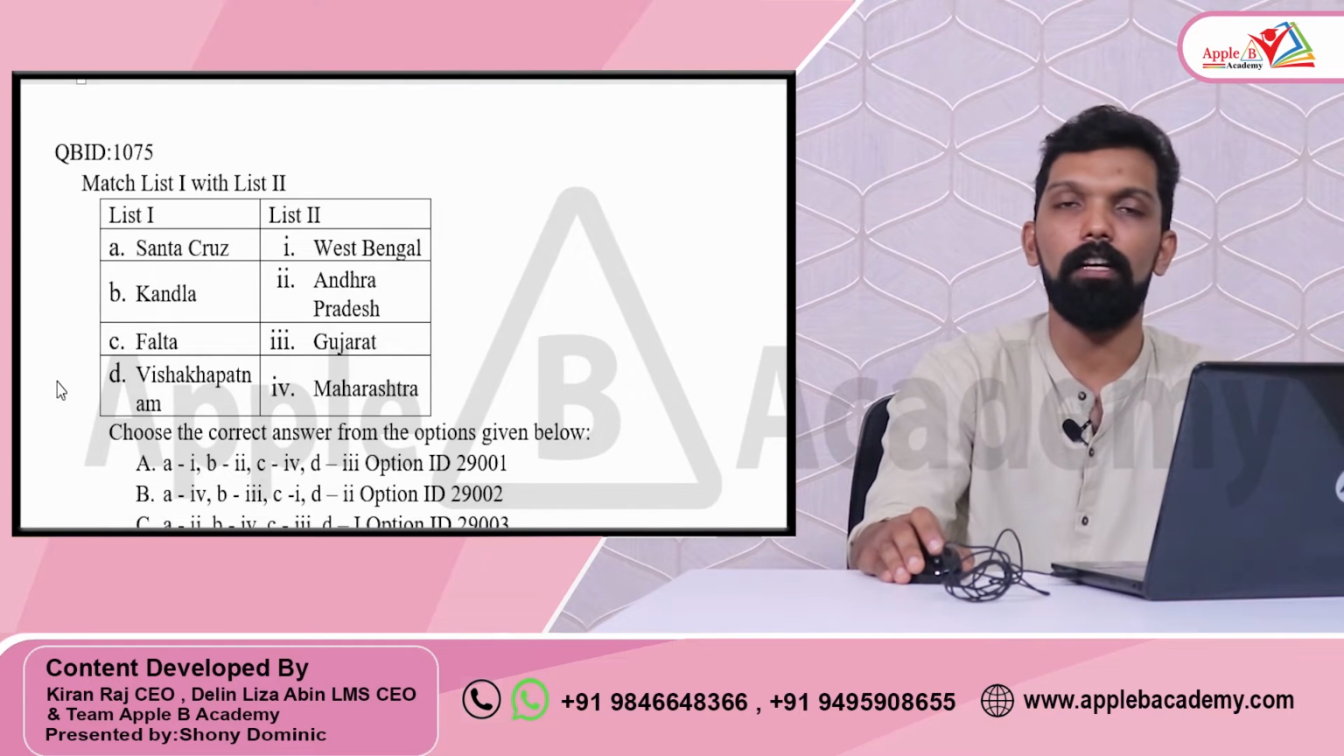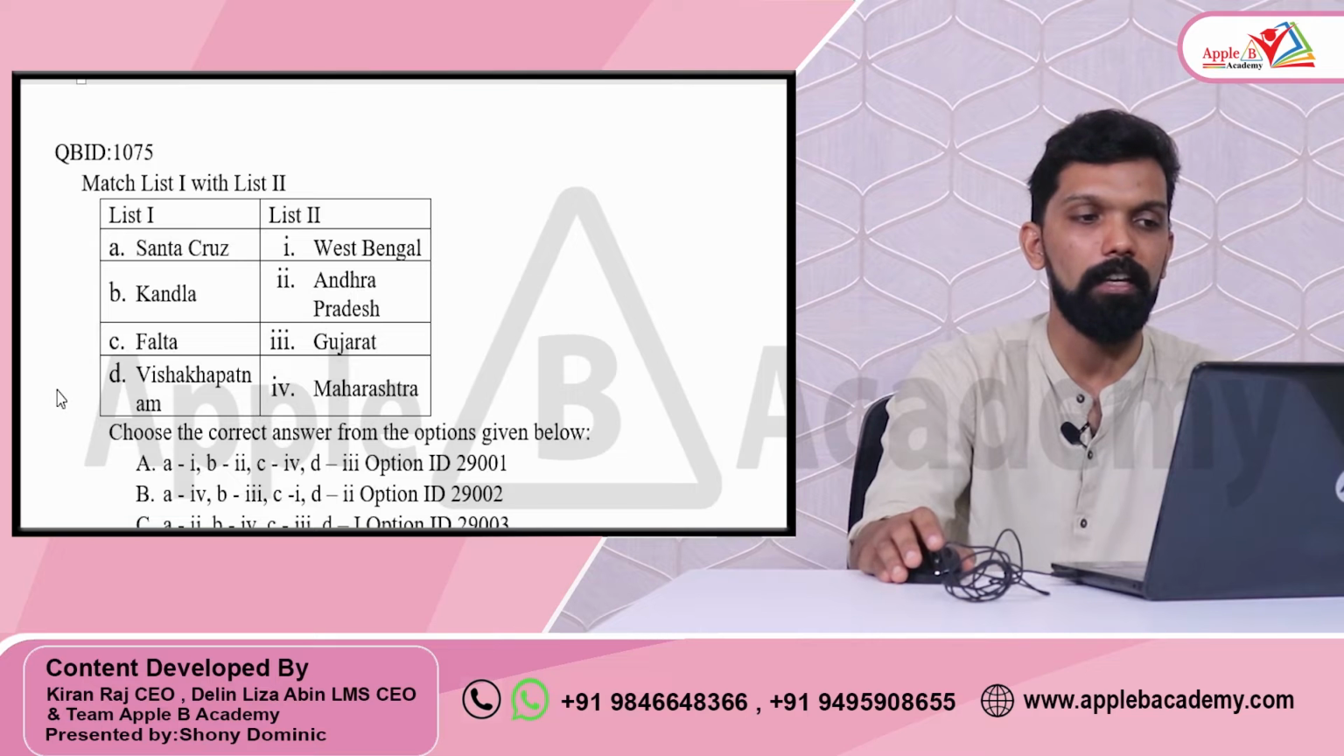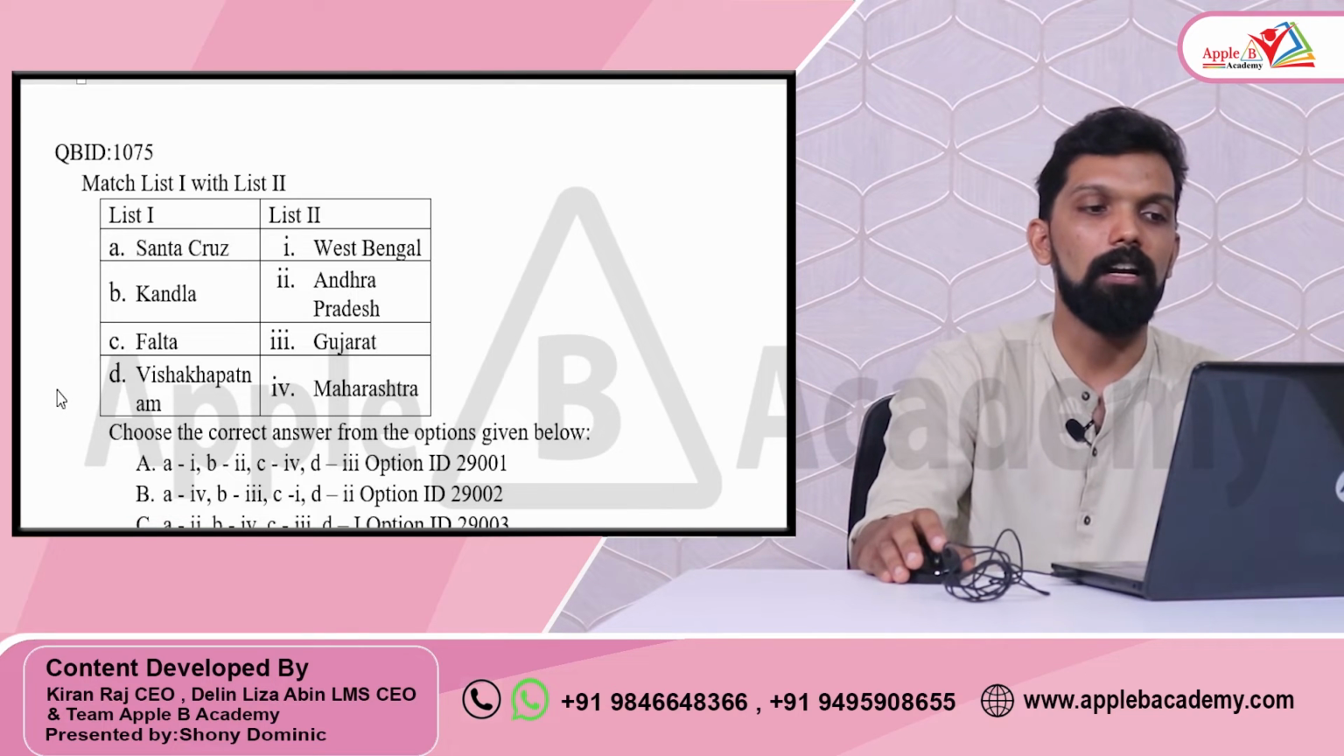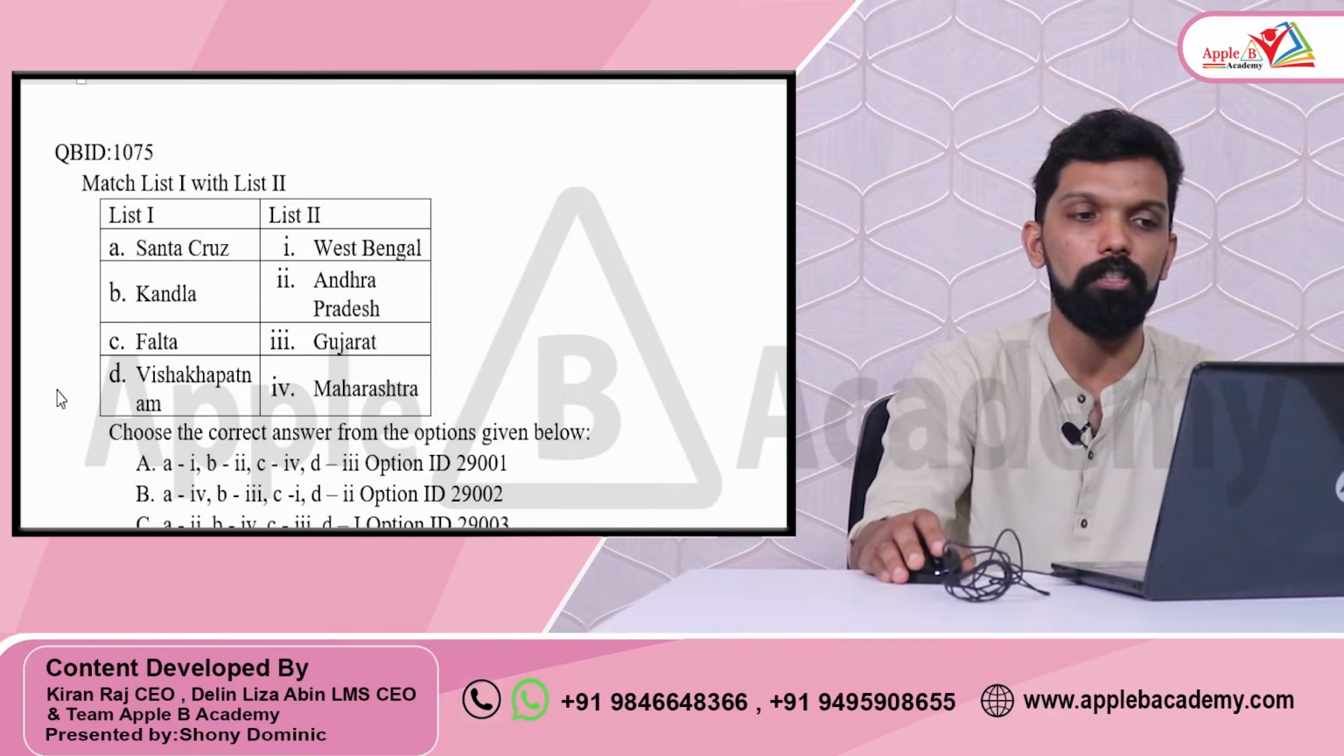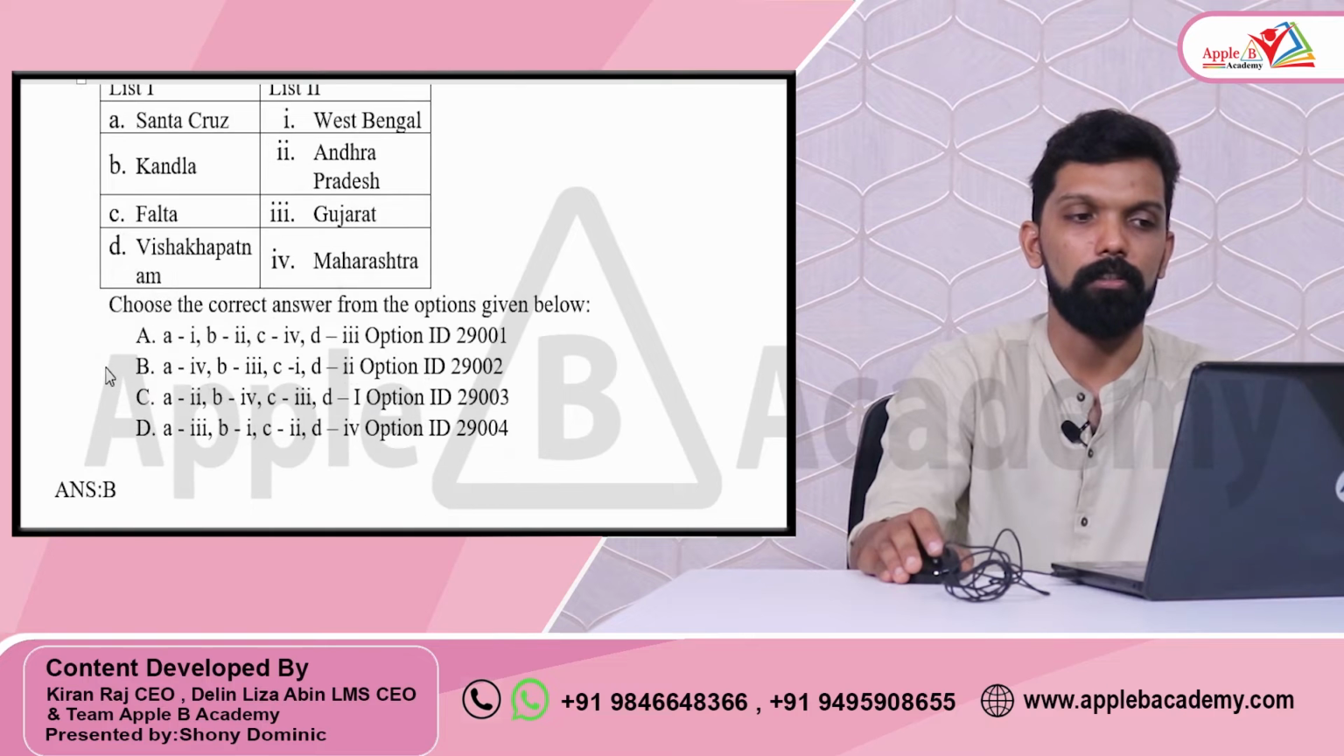So the next question, we have match the following. In list 1 we have Santa Cruz, Kandla, Falta and Visakhapatnam. In list 2 we have West Bengal, Andhra Pradesh, Gujarat and Maharashtra. So the right combination is option B, which is A4, B3, C1 and D2.